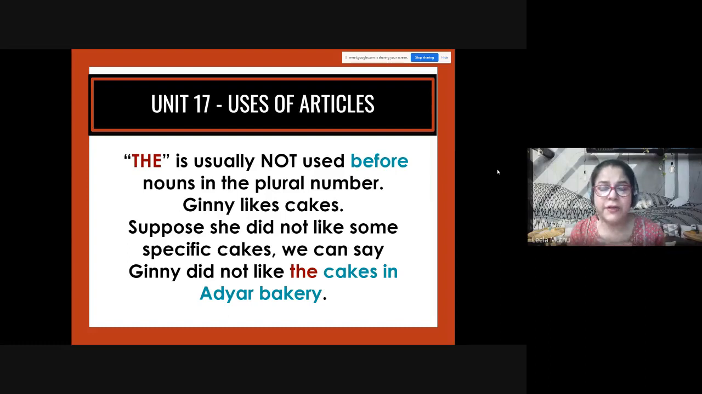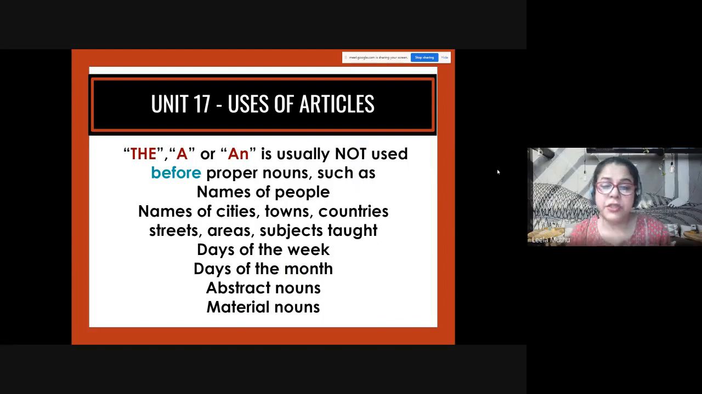Now, when you're talking about it specifically, we can use the. So, for example, Ginny likes cakes, but now supposing she doesn't like specific cakes in a particular place. So we'll say that Ginny did not like the cakes in Adair Bakery, for example. It's just a sentence. I do like the cakes in Adair Bakery. I do, really.